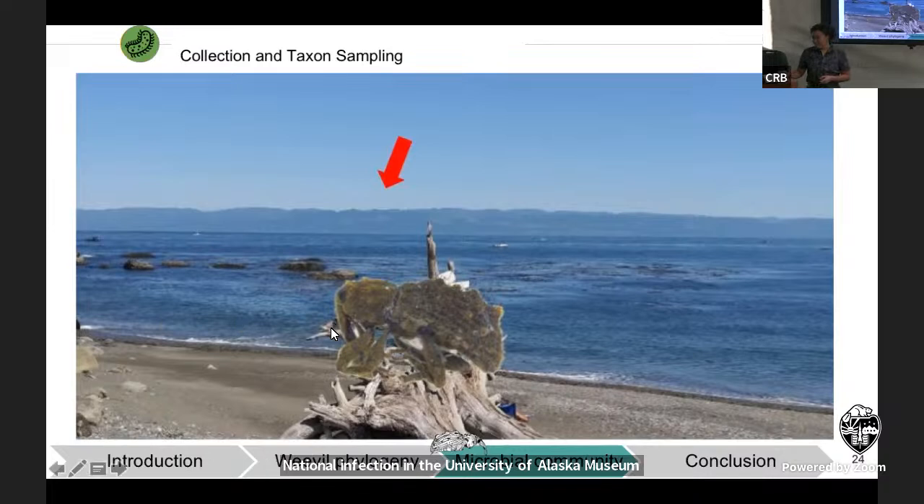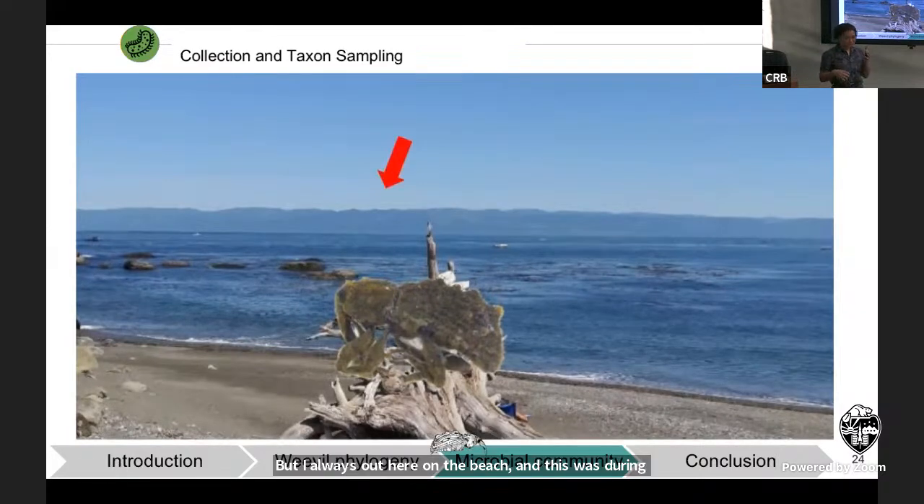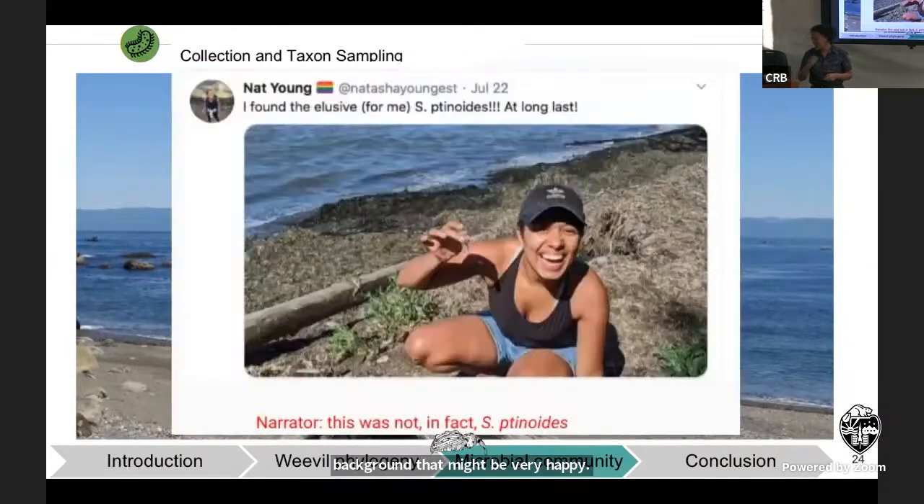This photo is the view from the first time that I collected Gastrotaphrus. Gastrotaphrus was not that large. But I was out here on the beach, and this was during the deepest, darkest time of lockdown, and the border was closed, so I couldn't go home to Canada. And I really missed my family. And I actually found Gastrotaphrus at the very northern part of Washington on the coast, and I could see Canada in the background. So that made me very happy. This little strip of land is my home and native land.